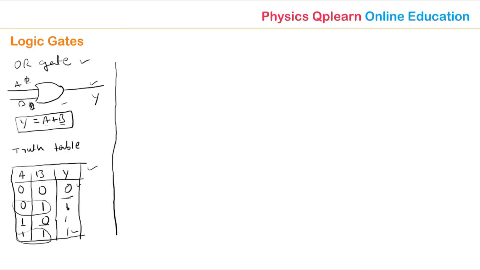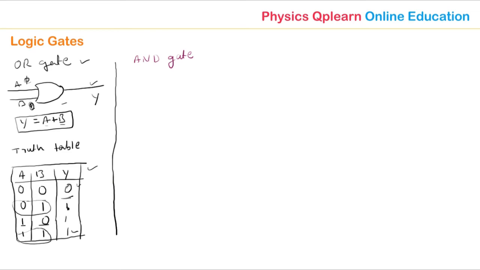Okay, now we have to go for a new gate, that is the AND gate. So what is the AND gate? The AND gate is also a logic circuit and it has two or more inputs, but it has only one output. So that is called the AND gate. It is the first definition.